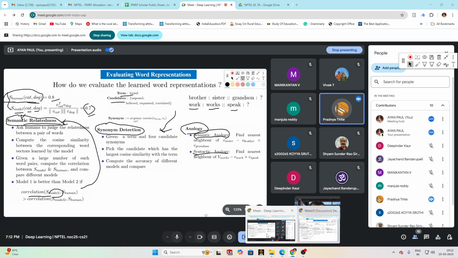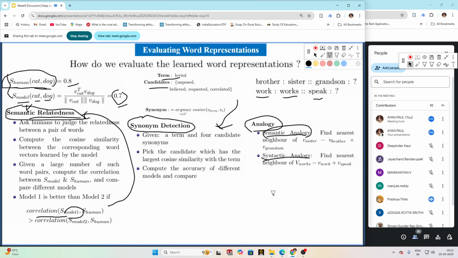So how did you get 0.8, sir? 0.8, 0.7. So the model is only given cat and dog, which will have some vector, like one hot encoding. Any type of encoding will be done by the model, and the model will be achieving this 0.7.